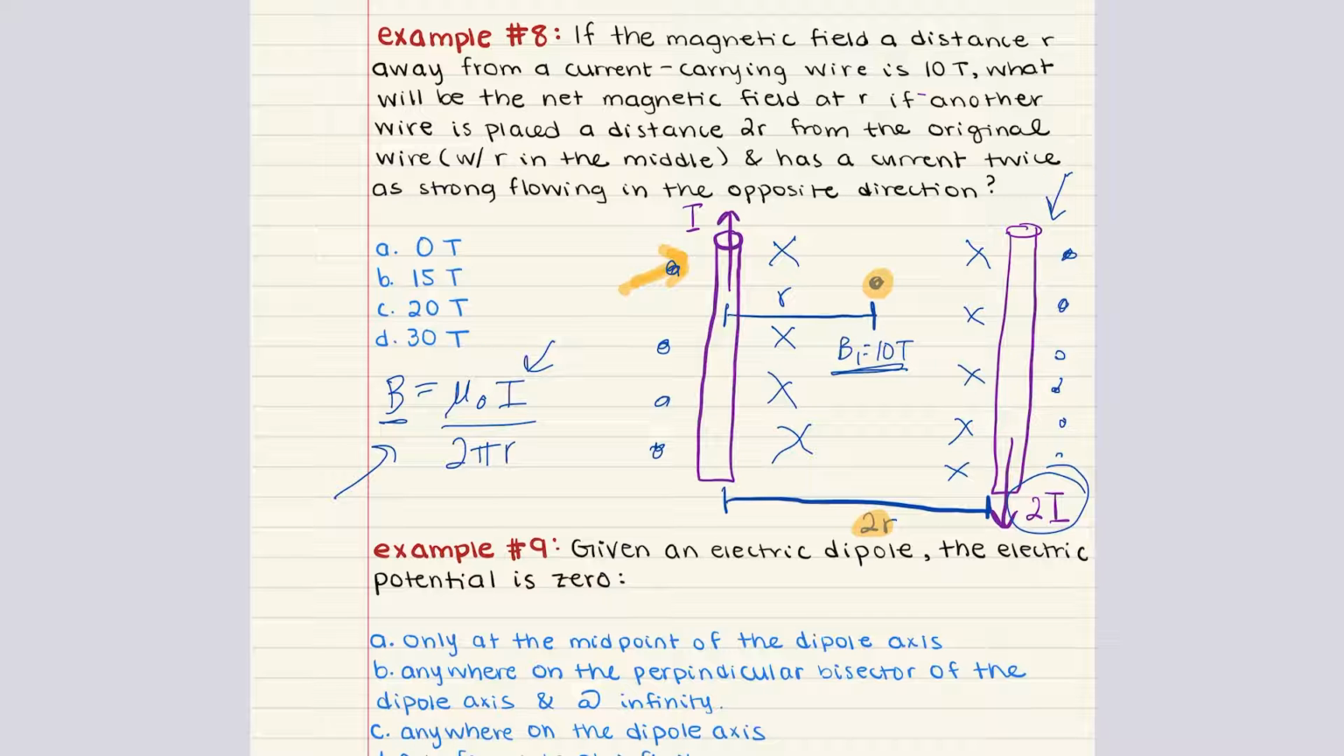It's twice the current, which means it's twice the magnetic field. And so the magnetic field due to wire 2 at this point is going to be 20 Tesla. And the total magnetic field is going to be B1 plus B2, 10 plus 20, and that's equal to 30 Tesla, specifically 30 Tesla into the page. And so the correct answer for problem 8 is going to be answer choice D.